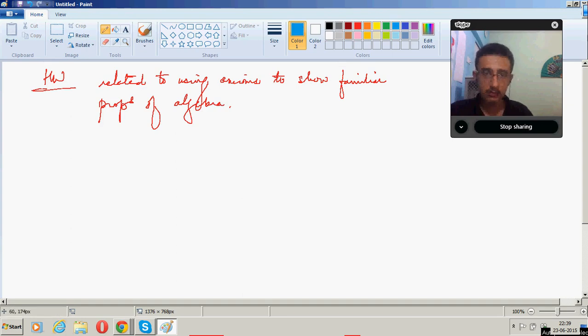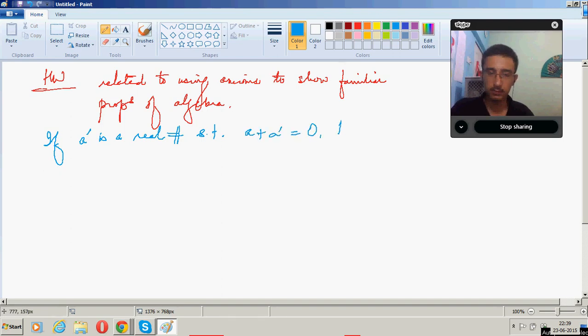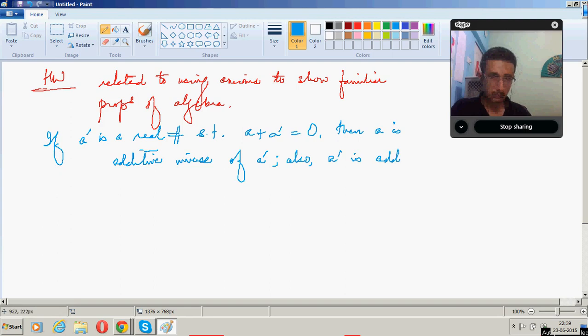So in passing I will just mention, if A prime is a real number such that A plus A prime equal to 0, then A is the additive inverse of A prime. Also, A prime is the additive inverse of A.